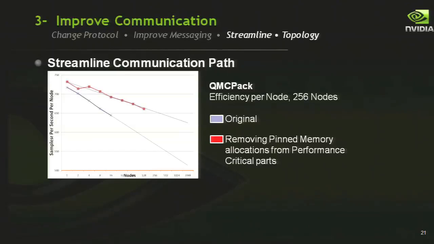Here's another example, also from QMCPack. They had some inefficiency in just their communication path. So this is the original. And then they removed some of these pinned memory allocations. They were pinning memory inside the path that was copying data to the GPU, copying data back off the GPU, and sending it across the network. And they were pinning that memory in hopes of making the transfer faster. But the pinning itself is an expensive operation. And so just removing that from the MPI communication path led to an improvement in performance.